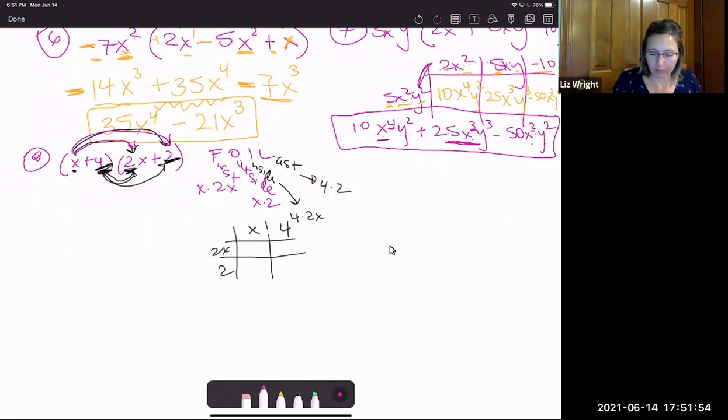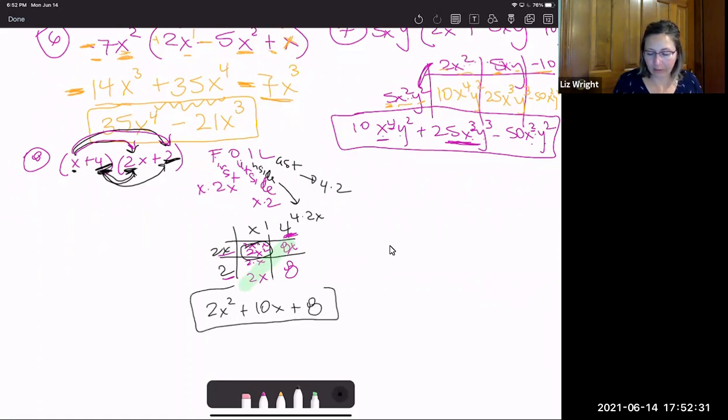So we would do 2x times x here, which is going to give you 2x squared. Then you would do 2x times 4, so that's going to give us 8x. Then you're doing 2 times x in that box, that gives you 2x. And then you're doing 2 times 4 in this last one, which gives you 8. Typically, not always, but typically your like terms are going to be along the diagonal. So we're going to combine the 2x and the 8x, and that would give us 2x squared plus 10x plus 8. And that would be our final answer.